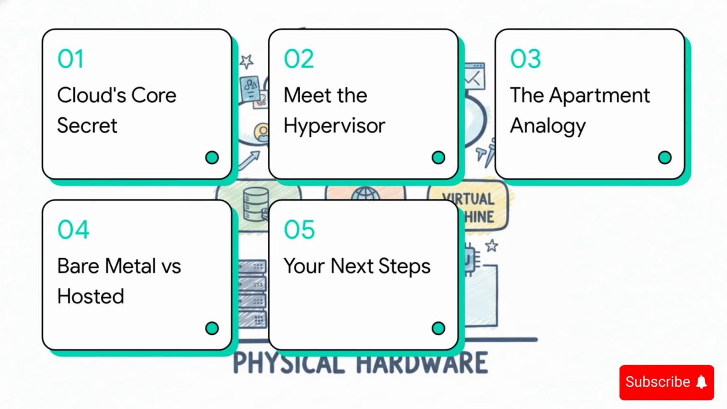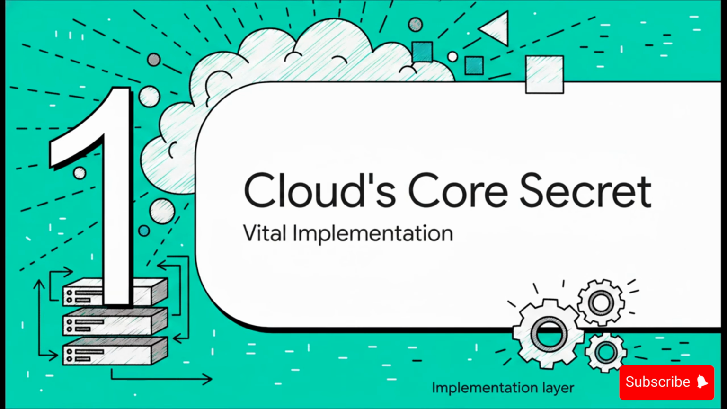All right, here's our roadmap for this explainer. First, cloud computing's core secret. Then, meet the hypervisor. After that, the apartment analogy. Next up, bare metal versus hosted architectures. And finally, your next steps. Let's dive right into Section 1, Cloud Computing's Core Secret, the vital implementation layer.